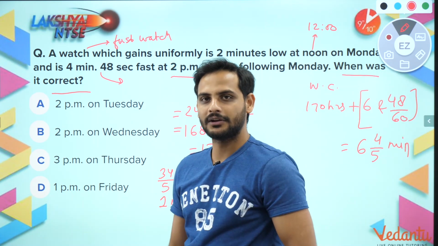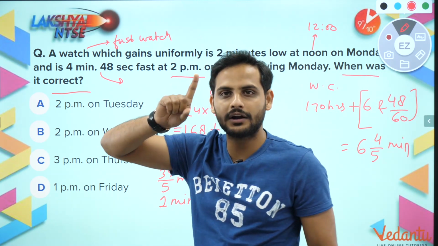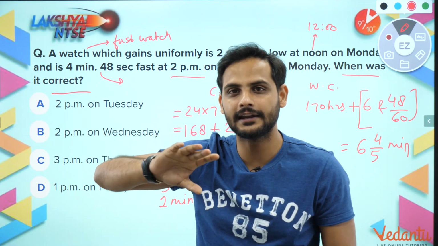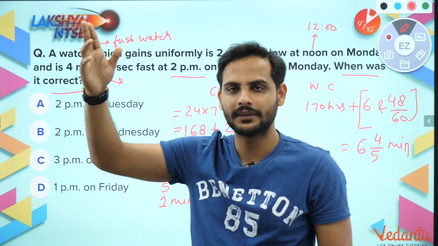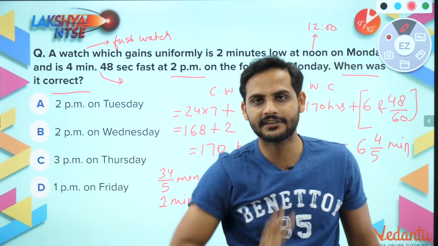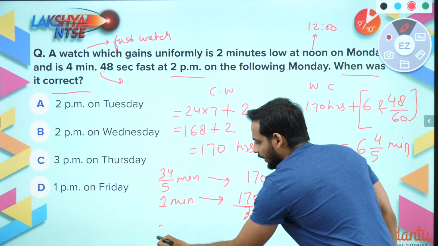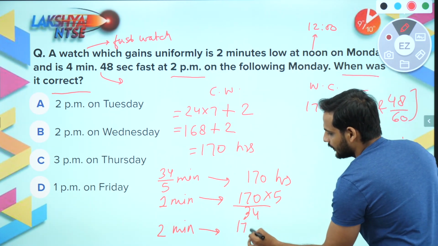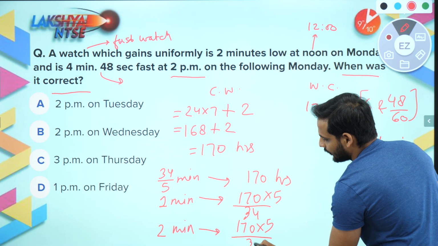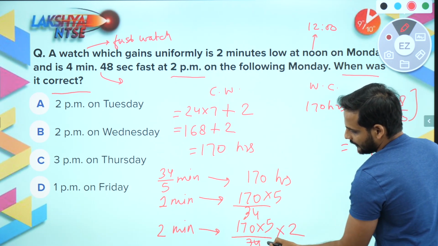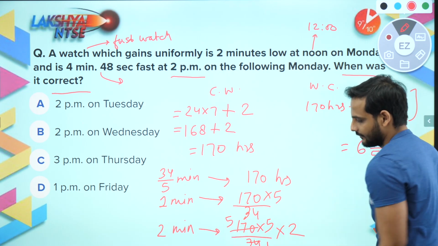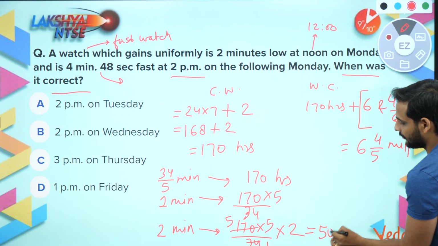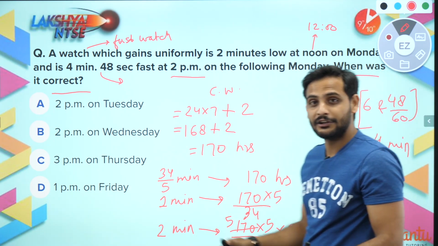Now to show the correct time, bachcho, see, the clock originally was 2 minutes behind. To show the correct time, the watch has to gain 2 minutes. If the watch has gained 2 minutes, that will be the exact time. Correct? So how many hours will it take for the watch to gain 2 minutes? So 170 into 5 by 34, and that too for 2 minutes. So 34 1za, 34 5za. Correct? Now 5 into 5 is 25, into 2 is 50. That means the watch will gain 2 minutes in 50 hours.